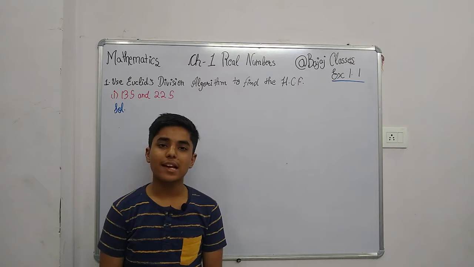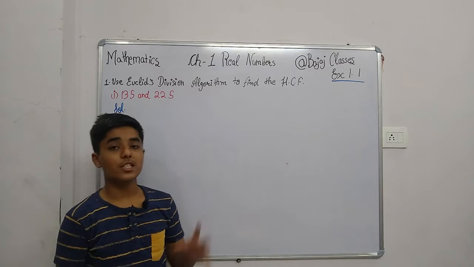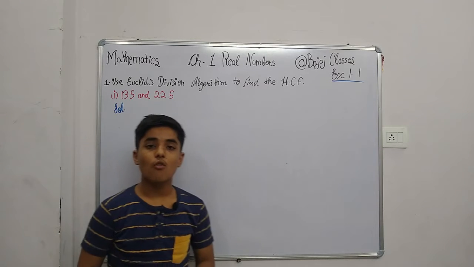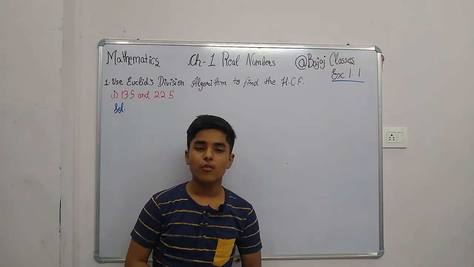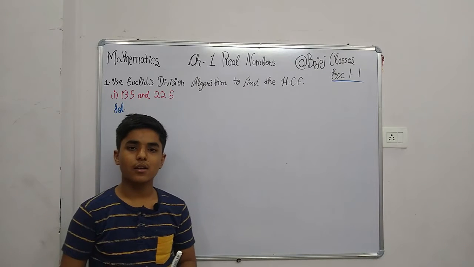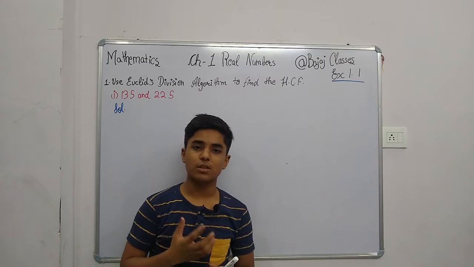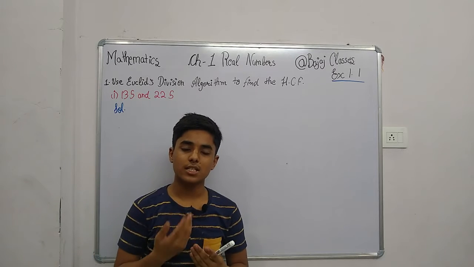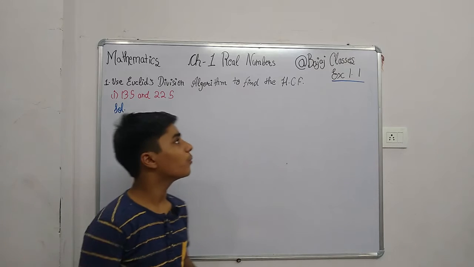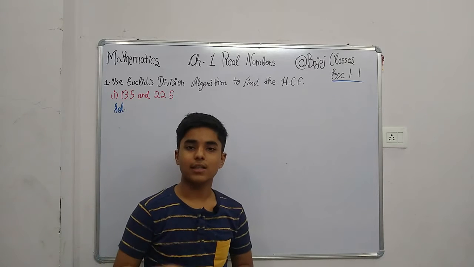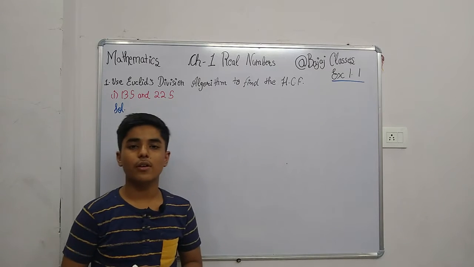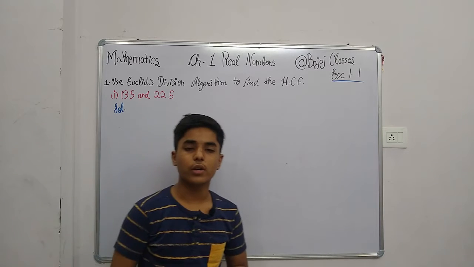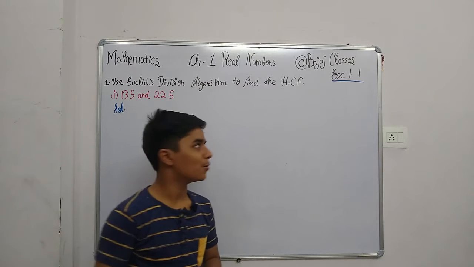So today this is our second lecture of the mathematics first chapter, that is real numbers. In the previous video, we learned the main concept of this chapter: what are real numbers, what is Euclid division lemma, what is Euclid division algorithm. In this second lecture, we are going to complete exercise 1.1 of the NCERT CBSE book.